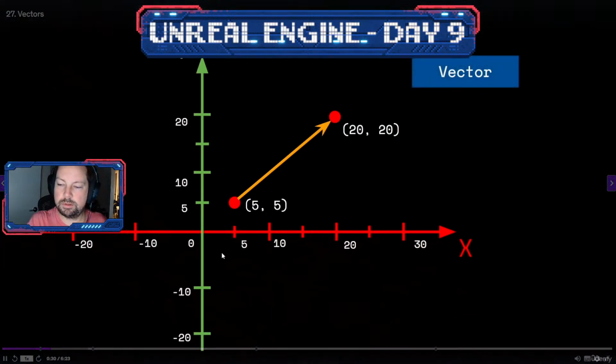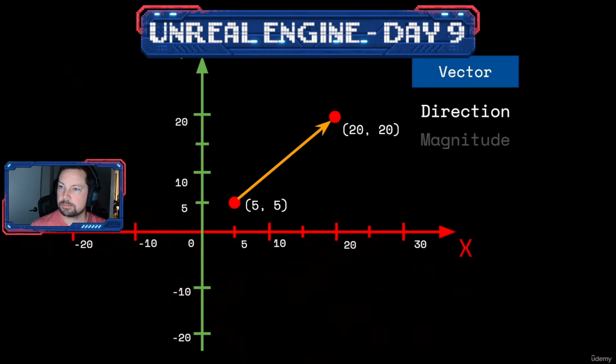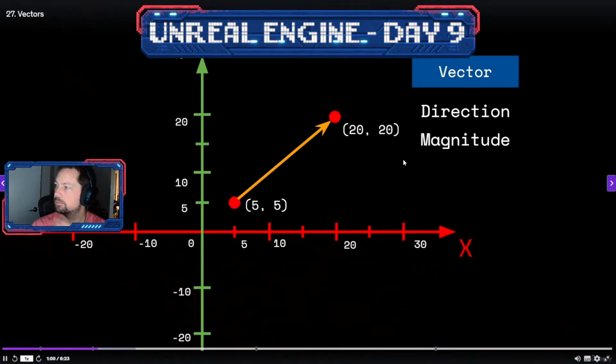A vector contains two pieces of information, a direction and a magnitude. This vector has a well-defined direction because we know its starting location and its ending location. We say that its tail is at 5, 5 and its head is at 20, 20. This vector also has a well-defined magnitude because we know how long it is. Magnitude just means size or extent. A vector's magnitude is represented by its length.